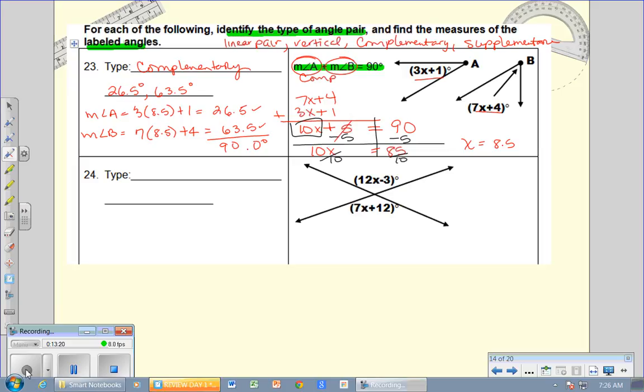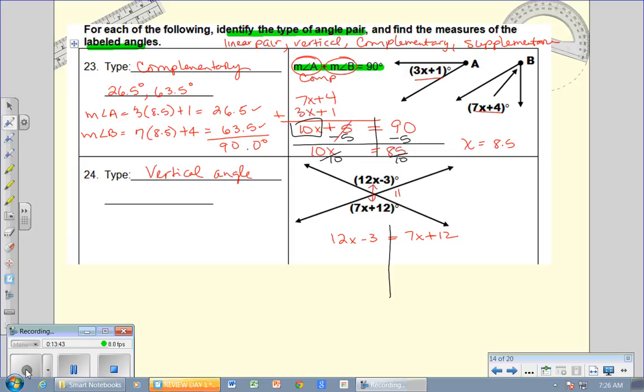24, this looks like vertical angles. They're opposite each other, created by two intersecting lines. And what we know about vertical angles is that they are congruent. So we'll say 12x minus 3 equals 7x plus 12. And we can now solve for x.